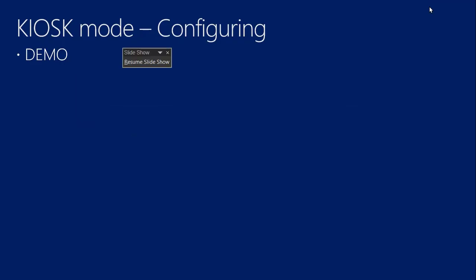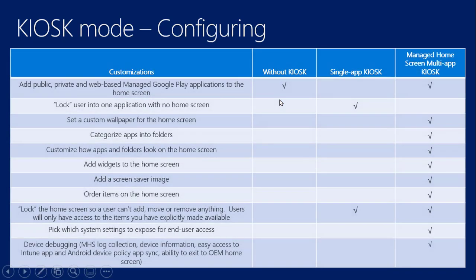So let me minimize this and get back to the PowerPoint for a second. Okay, so that was configuring. I also showed it to you working. One thing I wanted to put in for you, I'm not going to go through it in detail, but you can see it, just kind of a chart of what you can do with a single app kiosk, what you can do with a multi-app kiosk. This is from our documentation, but here for you in case you want to take a look at it.